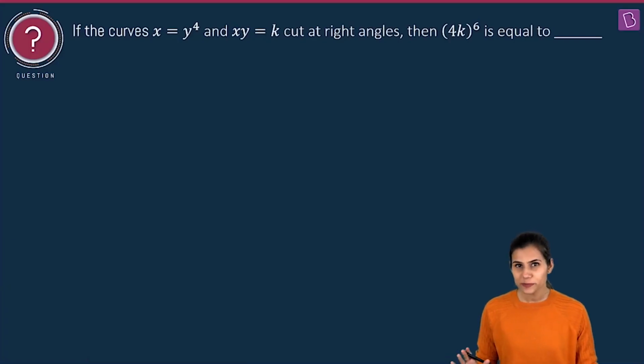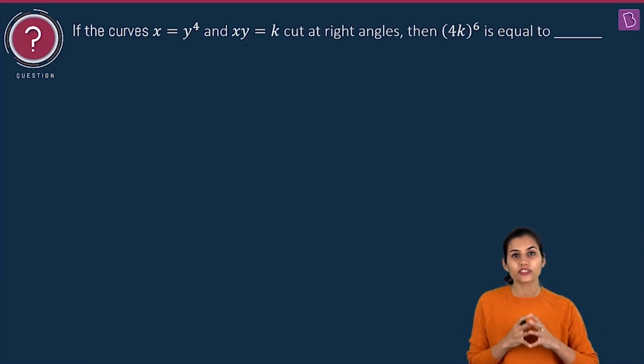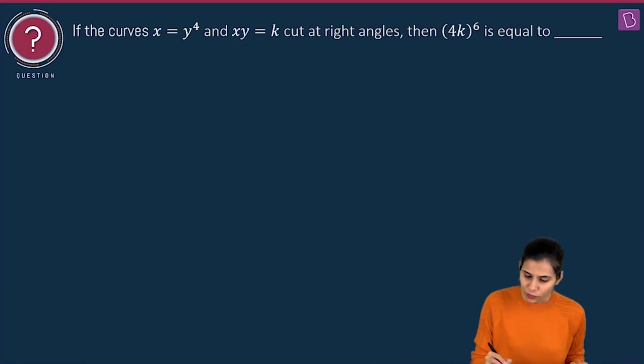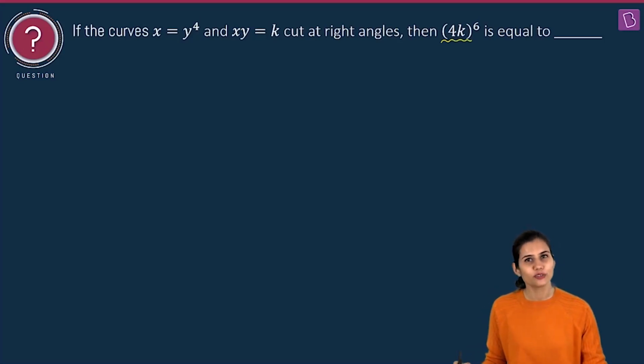Next up is this super simple, straightforward question. It says that there are two curves which are intersecting each other at right angles. Using this information, you have to compute the explicit value of 4k whole to the power 6.